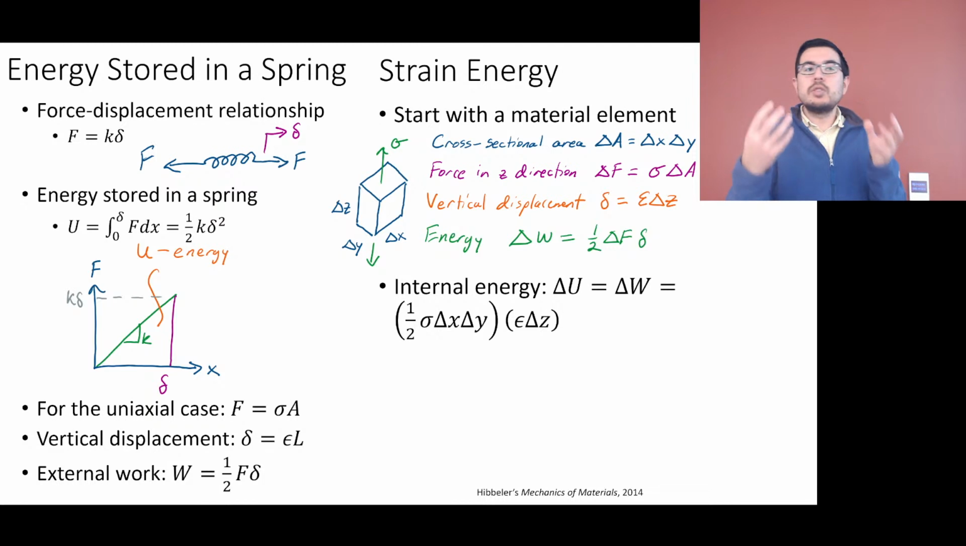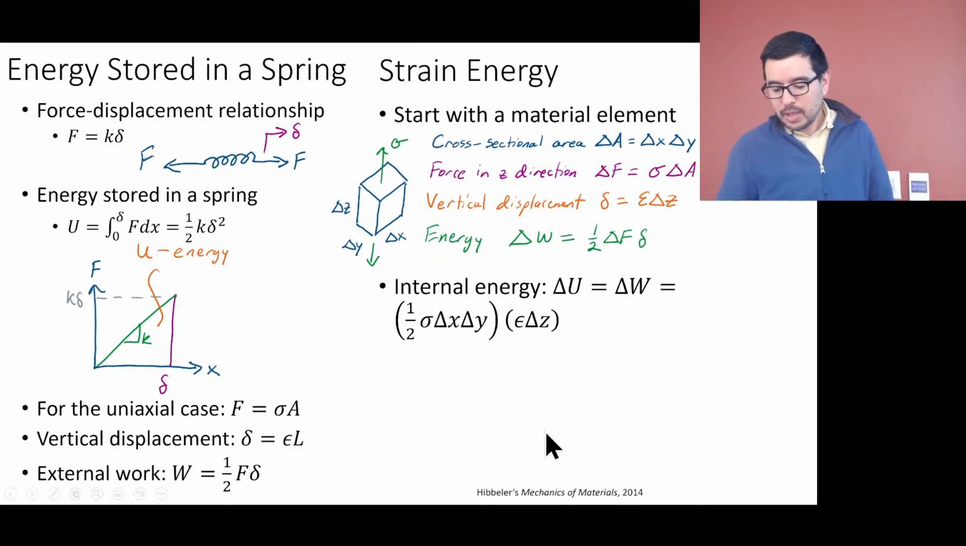This material element is storing the energy. I've put work into the material and it's stored in the material now. Look, there's a delta x, delta y. We see where this came from: the 1/2 is from there. The delta F was sigma delta A, the delta A was delta x, delta y, and the delta is epsilon delta z.